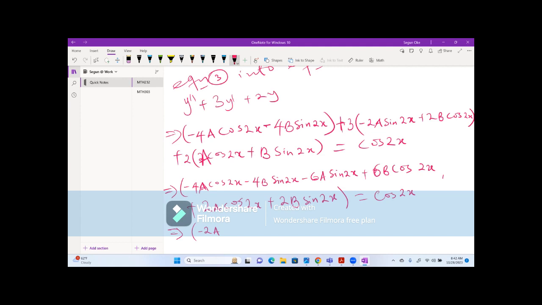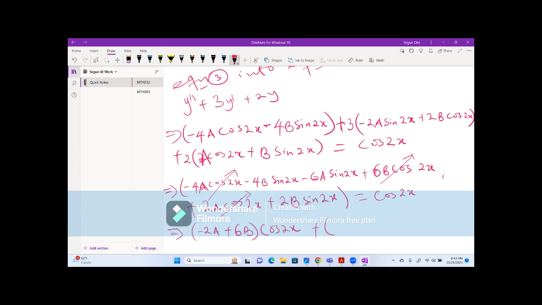Then let's look at b with cos. We only have plus 6b cos 2x. That means this has gone. Follow and follow. Right.